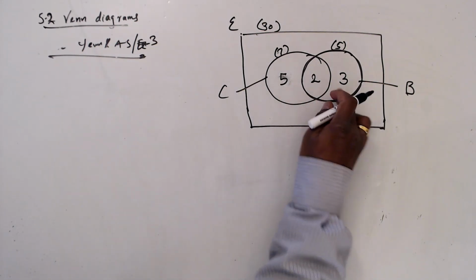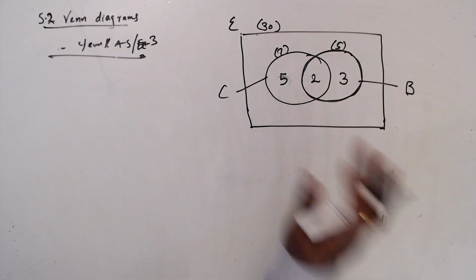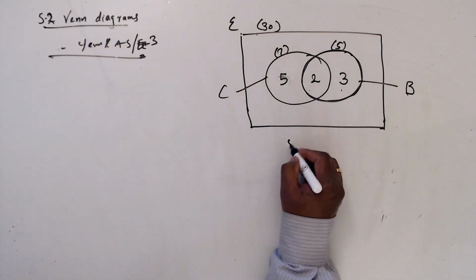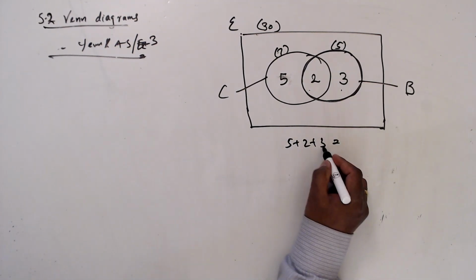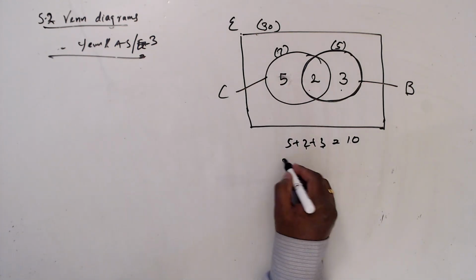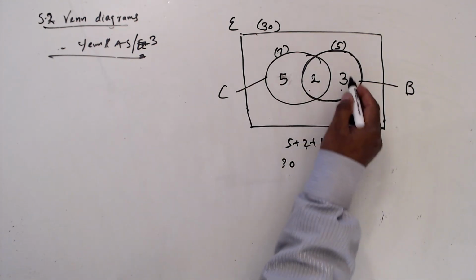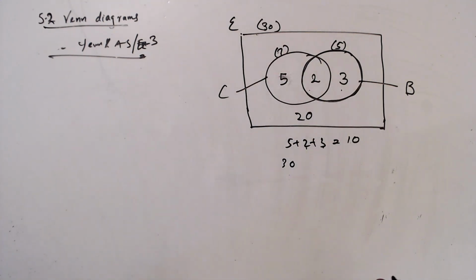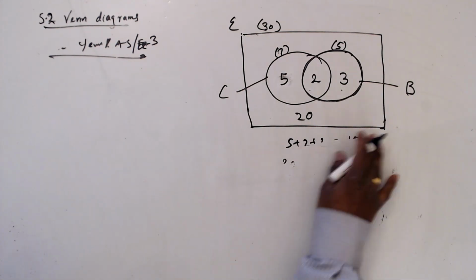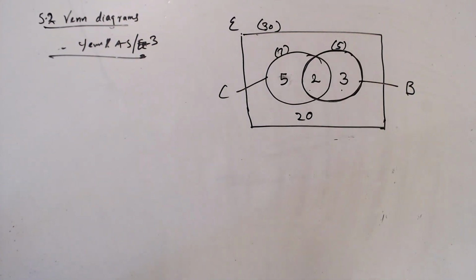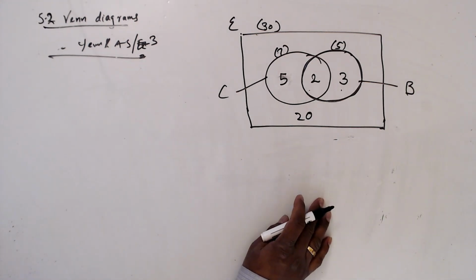Now we completed 3 areas, so now only one area is left. Simple. What is the addition of these 3 areas? 5 plus 2 plus 3, so this is going to be 10. Then the total is 30, and 30 minus 10 is 20. This is 20. Now we have filled all the areas and you can't see any empty areas. Now we can answer the questions.